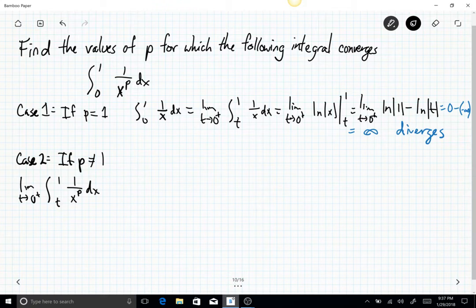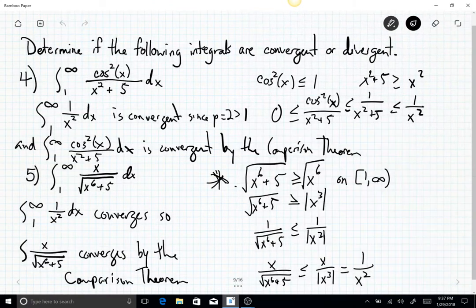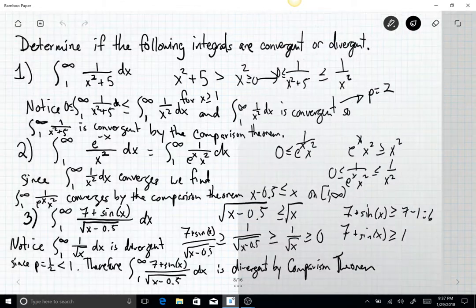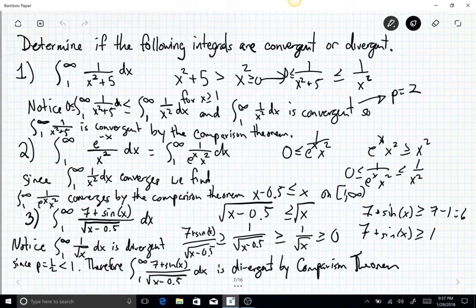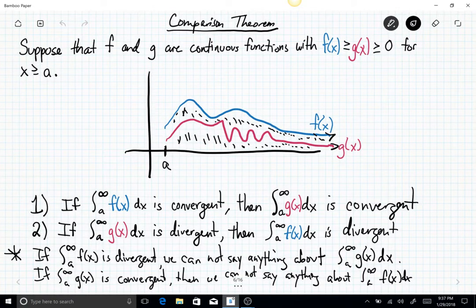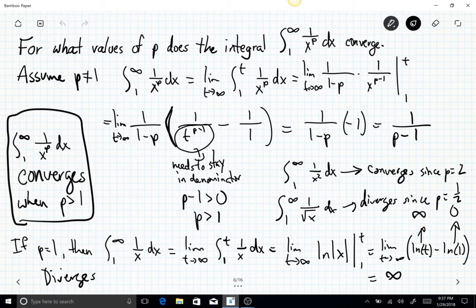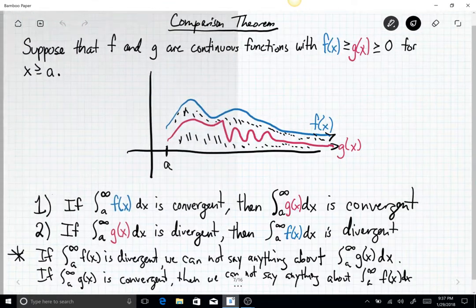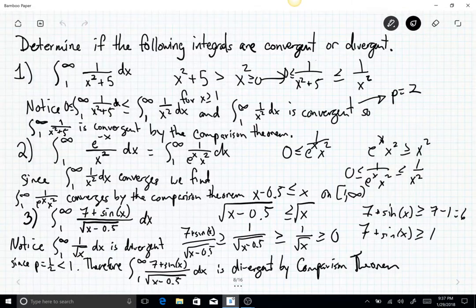Just so you can have it as a reference, I will go back so you can see what that antiderivative was. Notice the bounds are different, but what was this antiderivative? We had 1 over 1 minus p, and then 1 over x to the p minus 1. So I'll keep that in mind.